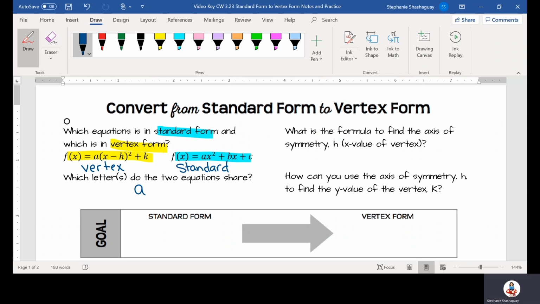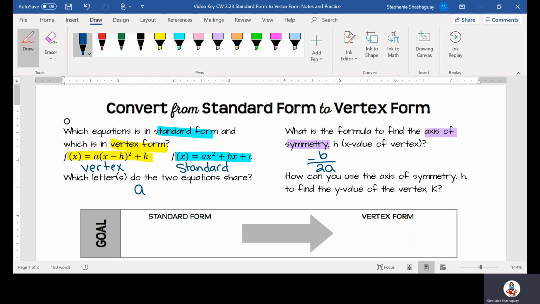Now, what is the formula to find the axis of symmetry? The h, or the x value of the vertex, is what we called that yesterday. And remember, the formula to find the axis of symmetry is negative b divided by 2a.